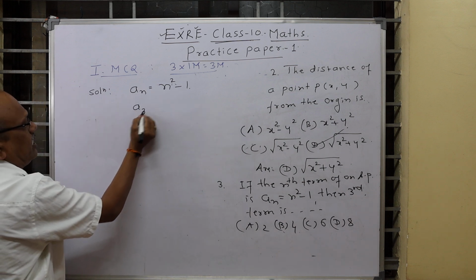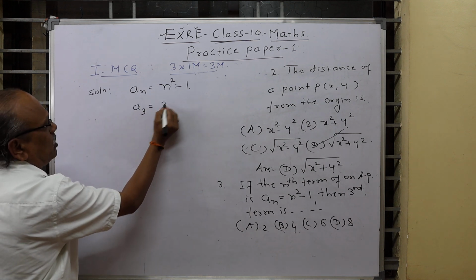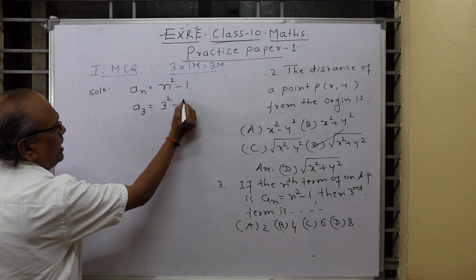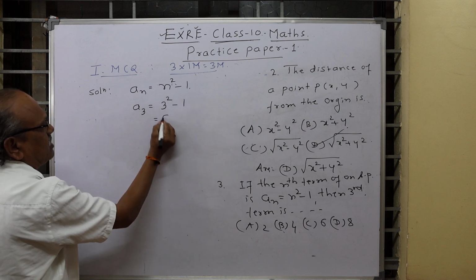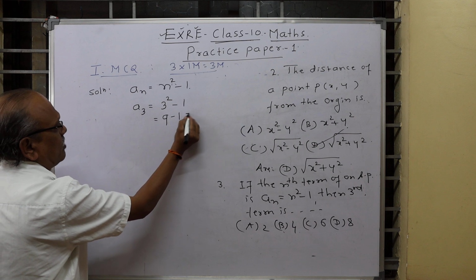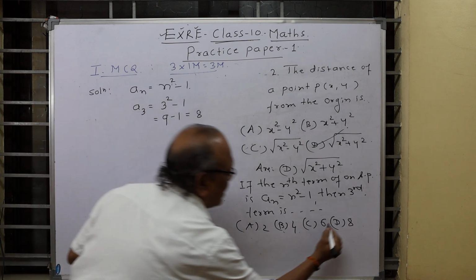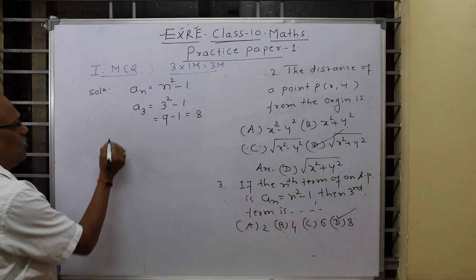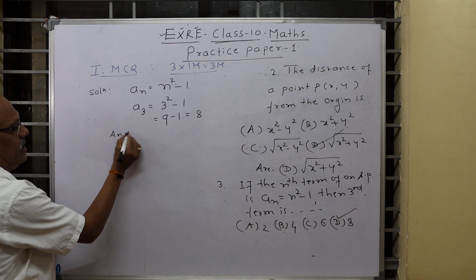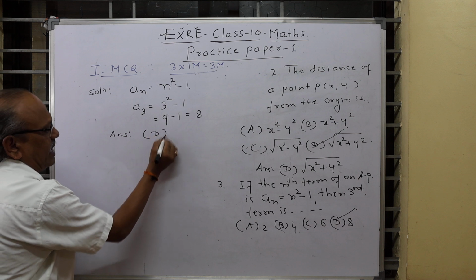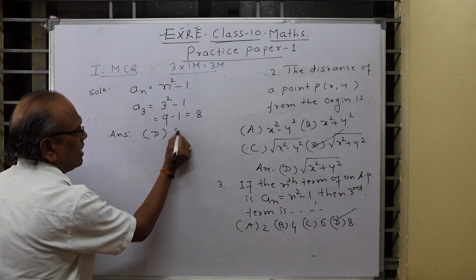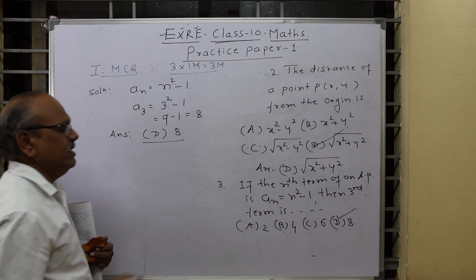You get a3 is equal to 3 square minus 1. What is 3 square? 9 minus 1 becomes what? 8. The answer is ready. Which is the correct answer? Correct answer is D. Don't forget in the exam, you write option as well as answer. Don't just tick D. 8 is correct answer.